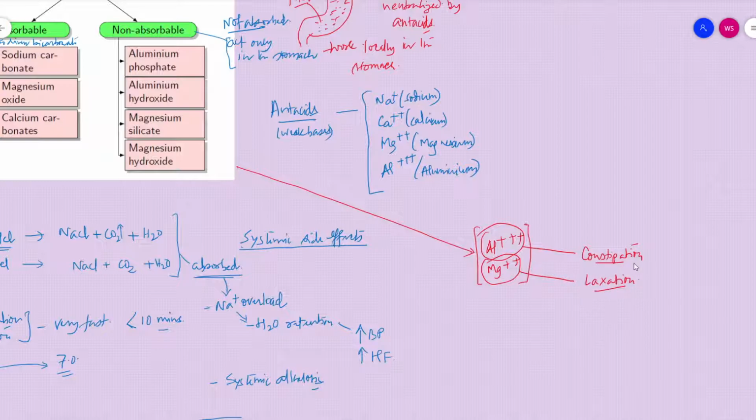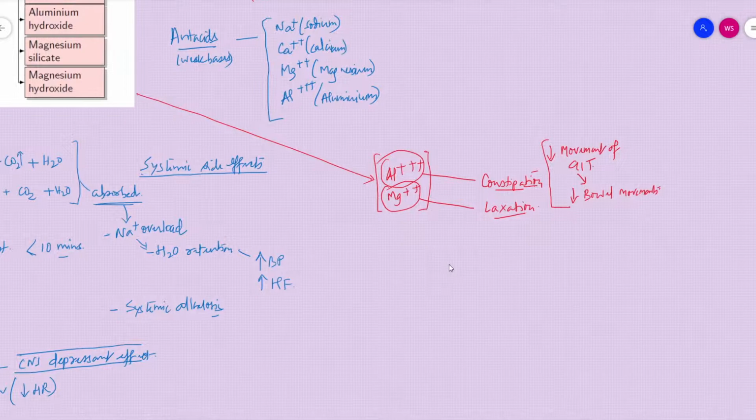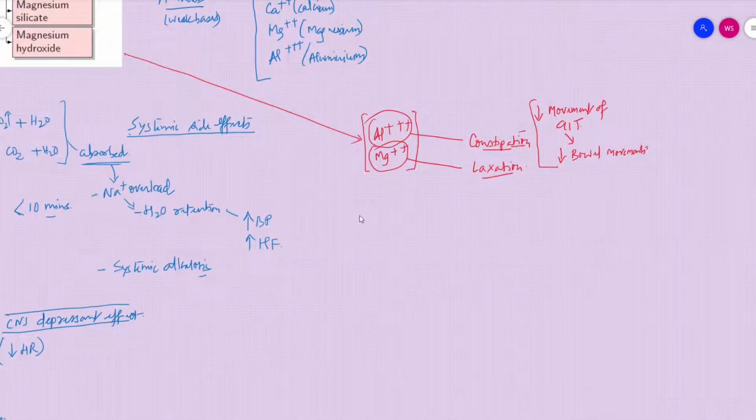Okay, so aluminum can cause constipation. What is constipation? Decreased movement of the GIT, which results in decreased bowel movements. So aluminum salts can cause this decrease in bowel movements. Magnesium salts, on the other hand, cause laxation. So therefore, these two drugs are combined. Aluminum salts and magnesium salts are combined, and this combination has lots of proprietary medicines in the market. They contain aluminum salts and magnesium salts. So one is constipating, one is laxative.